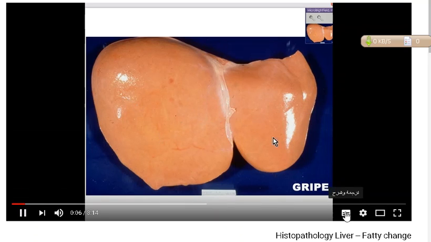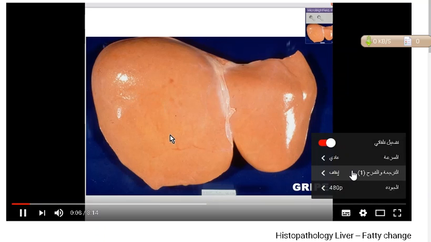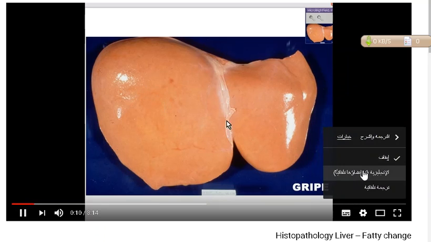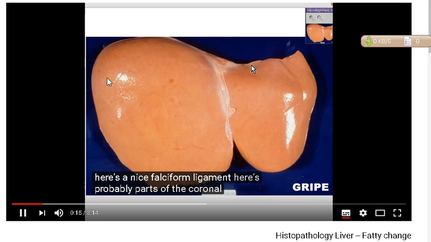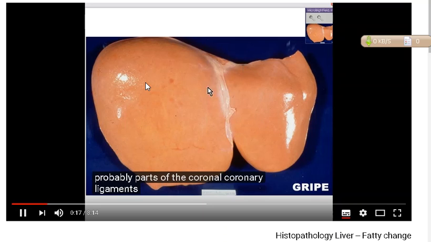Capsule is. Look how nice it is. It's not nodular. It doesn't have tumors or bumps. Here's a nice falciform ligament. Here's probably parts of the coronary ligaments.